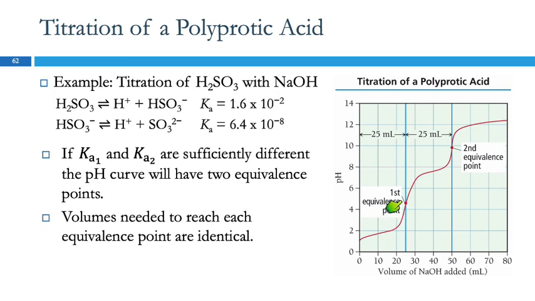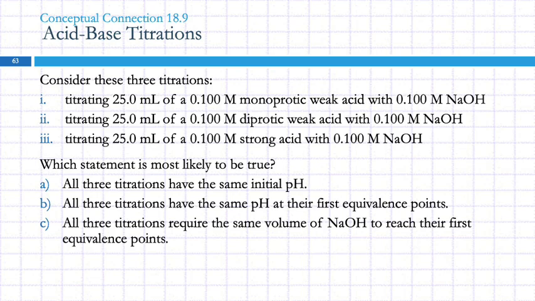The volume needed to reach the first equivalence point is the same as the volume needed to reach the second equivalence point. Because here you've titrated the first proton off of everybody. And when you get over here, you've titrated the second proton off of everybody. Okay, consider these 3 titrations. Here the volumes and concentrations are the same for everybody.